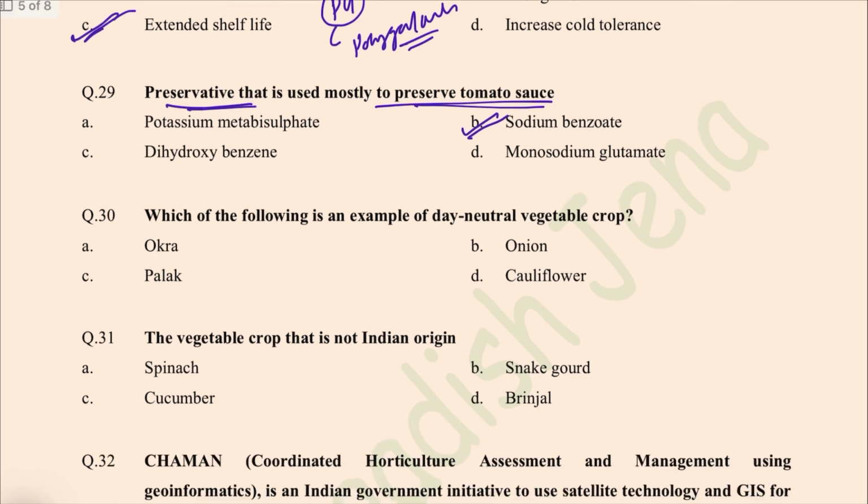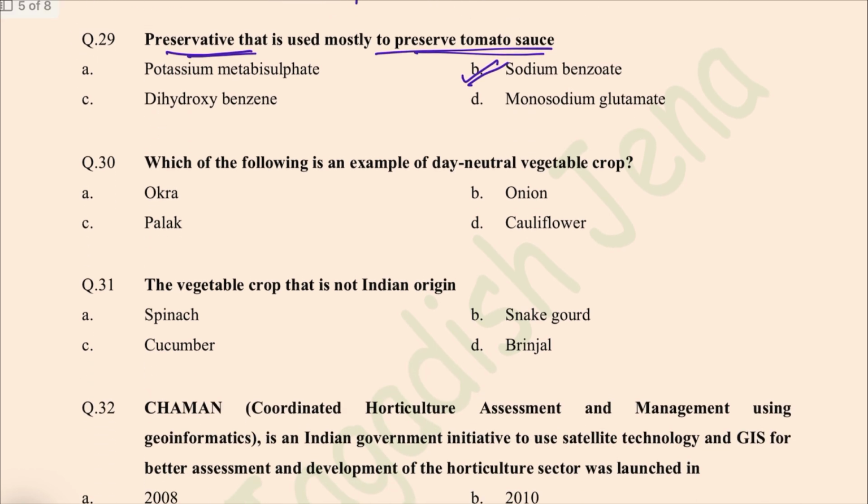Next question. Which of the following is an example of a day neutral vegetable crop? The right answer here is okra. Okra is a day neutral vegetable crop. Day neutral plants basically flower and fruit irrespective of the photoperiod or day length. This characteristic makes them highly adaptable to year-round cultivation in many regions. So okra, Abelmoschus esculentus, is a warm season crop and a classic example of a day neutral plant.